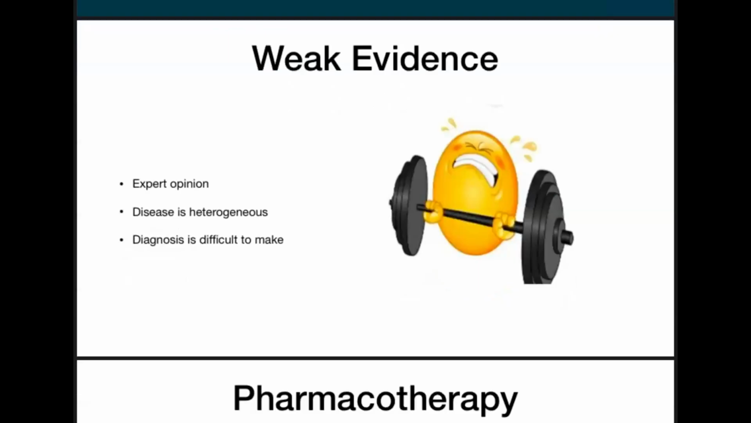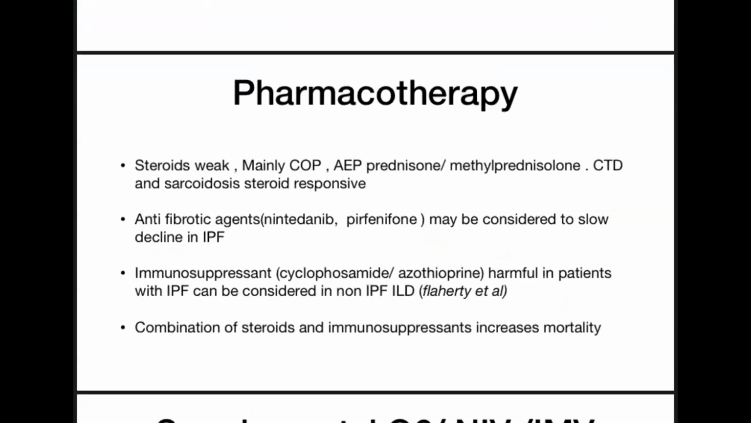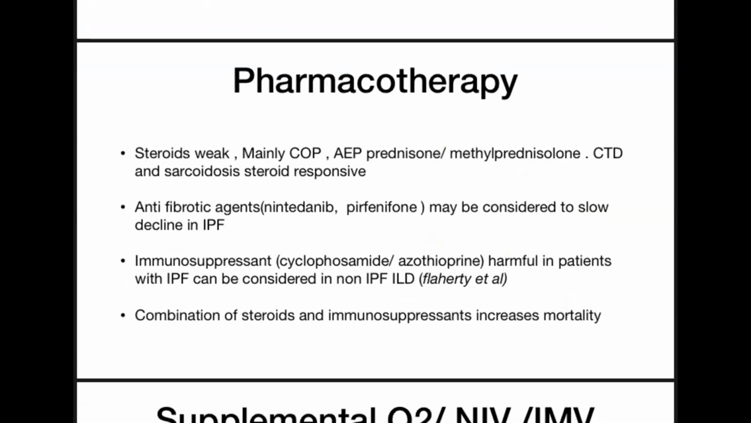So in terms of pharmacotherapy, people have said steroids are mainly good for cryptogenic organizing pneumonia and acute eosinophilic pneumonia. Basically, you can use either prednisone or prednisolone, usually started at 1 milligram per kg as a loading dose. Other connective tissue ILD and sarcoidosis are also relatively steroid responsive.